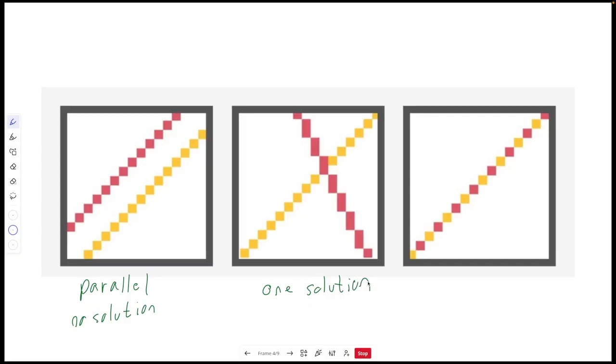And then what happens on the far right if you graph a line and then you graph the same line right on top of it? How many times are those lines hitting each other? Well, they're always hitting each other, right? Because they're the same exact line. And so for this, we would say that this has infinite solutions. So if you graph the same line twice, right on top of itself, it has infinite solutions.